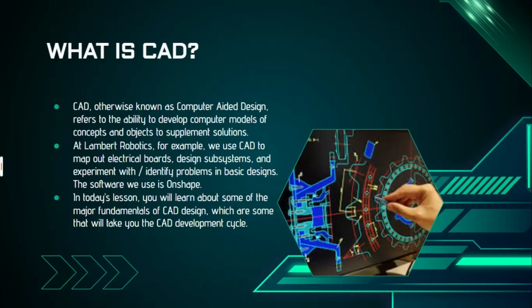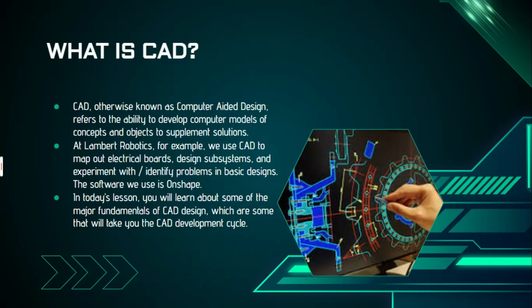So what is CAD? CAD, otherwise known as computer-aided design, refers to the ability to develop computer models of concepts and objects to supplement solutions. At Lambert Robotics, for example, we use CAD to map out electrical boards, design subsystems, and experiment with and identify problems with basic designs. The software we use is OnShape.